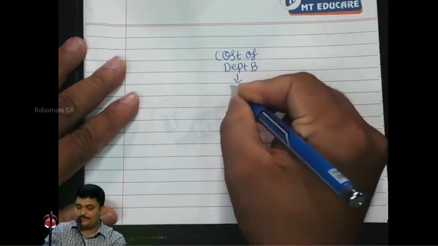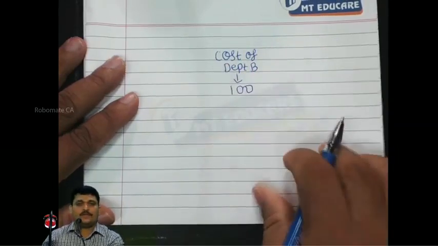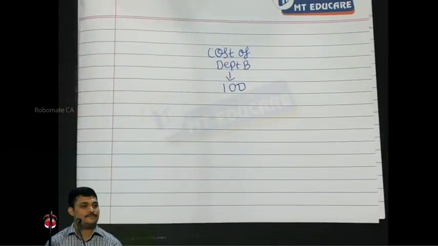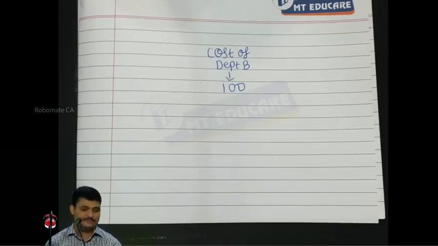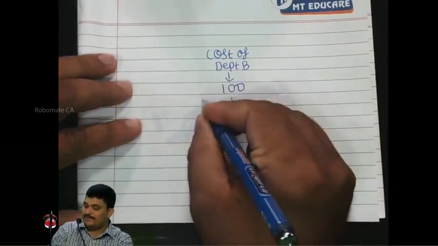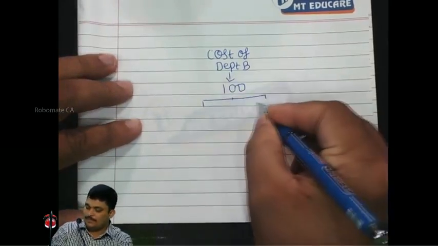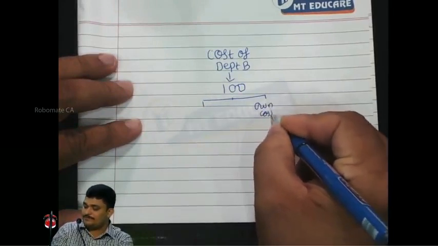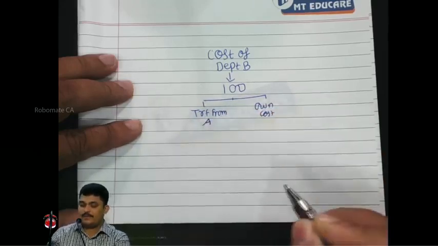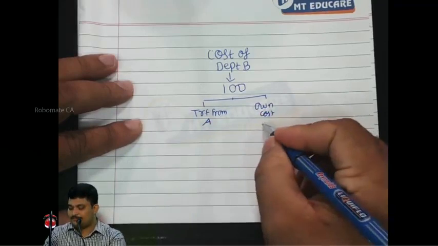Friends, when the cost price of department B, if it is 100, say 100, which will always have two components: own cost, transfer from A. How much will be the own cost?